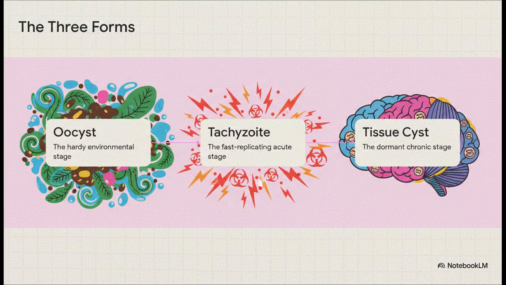So this parasite is a bit of a shapeshifter. It exists in three really key forms. First up, you've got the oocyst. This is the super tough, resilient form that gets shed into the environment where it can just hang out for a year. Then there's the tachyzoite. Think of this as the fast and furious stage, the one that's rapidly replicating during an acute infection. And finally, you have the tissue cyst, the dormant stage that literally hides out in our muscles and brain, just waiting. And here's the kicker. All three of these forms can infect humans.